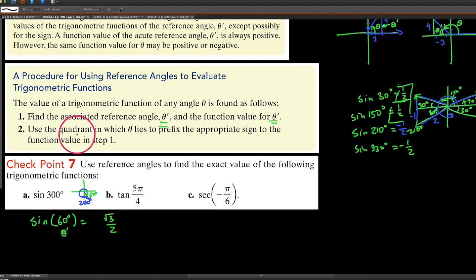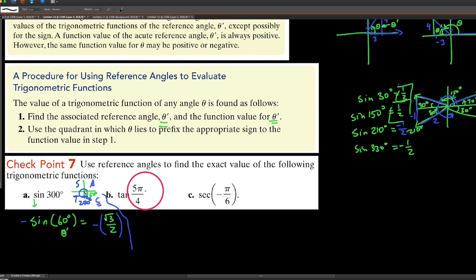Now, as far as step 2 goes, it says use the quadrant in which theta lies to prefix the appropriate sign to the function value in step 1. So I guess what we're saying is this: for this sine value right here, remember all students take calculus. Because our angle terminates in the fourth quadrant, the only thing that's positive there is the value of cosine. So for the second step, what they want us to do is go out in front here and put in a negative value in front of our trig function, because if we're going to find the sine of 300, of course it has the same numerical value as the sine of its reference angle, which is 60, but also it would be negative because it terminated in the fourth quadrant.